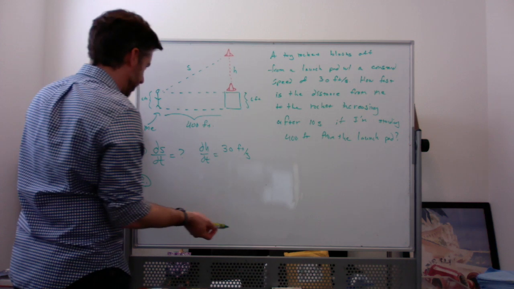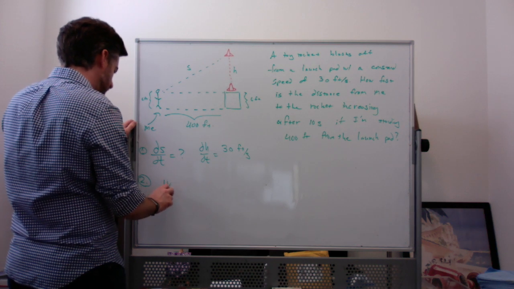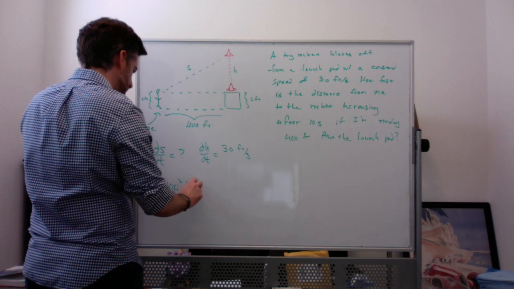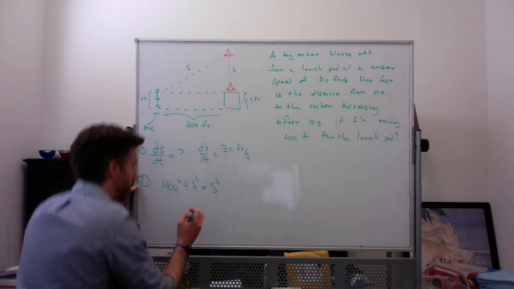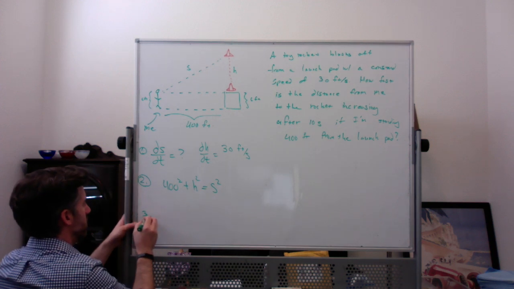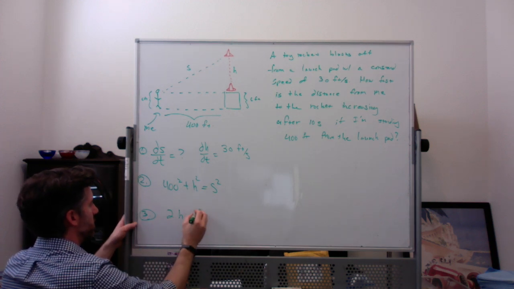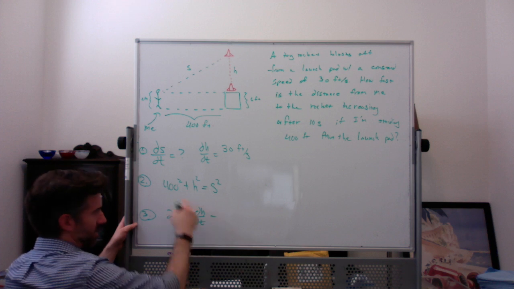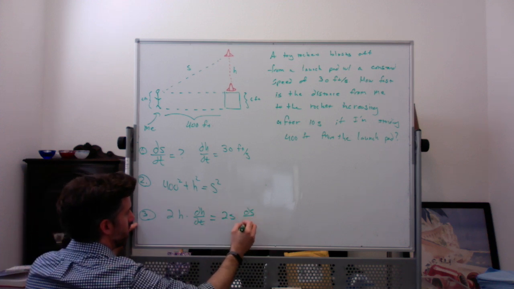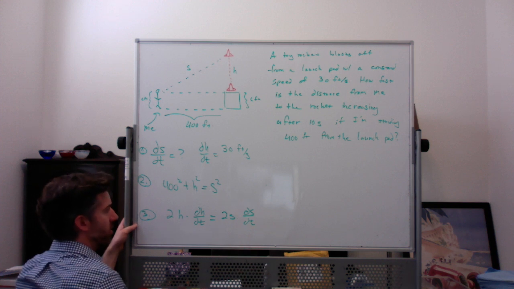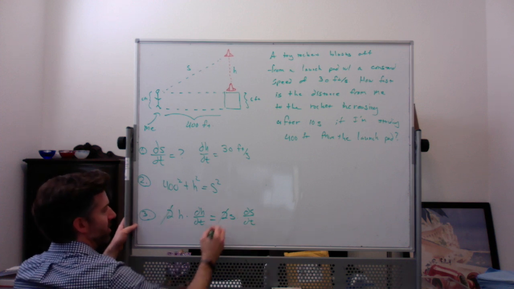And again, it's a Pythagorean theorem sort of deal. I've got 400 squared plus h squared is equal to s squared. I take the derivative of both sides. I get 2h times dh/dt, right, because the derivative of 400 squared is 0. I get 2s times ds/dt. And then I start plugging in what I know. And I cancel the 2's, right?